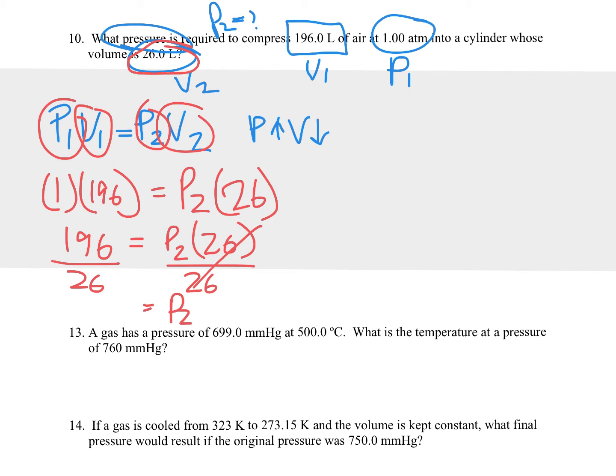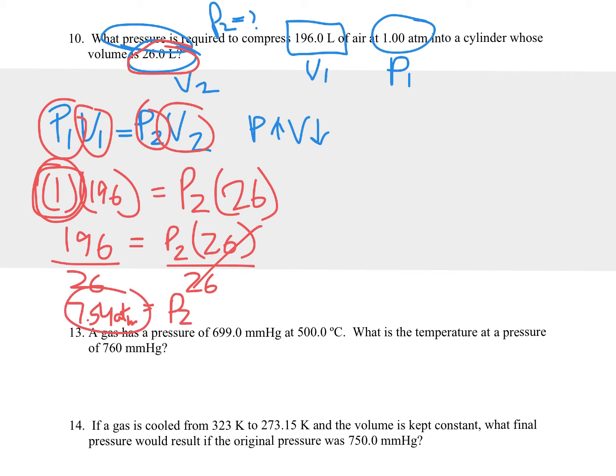So P2 ends up being about 7.54. Now, 7.54 is the number, but what are the units? Well, the pressure 1 was in ATMs. So this means our answer should be in ATM.